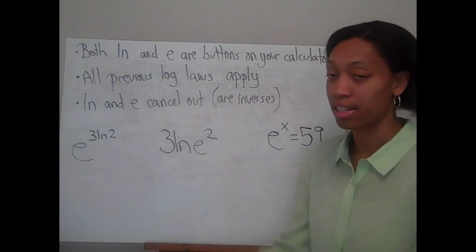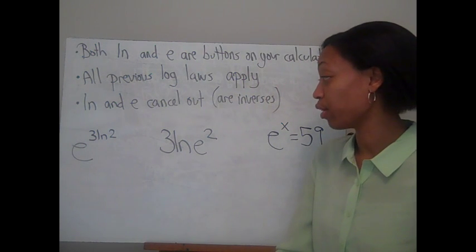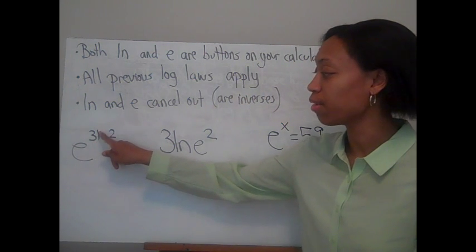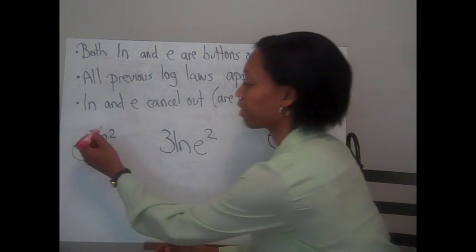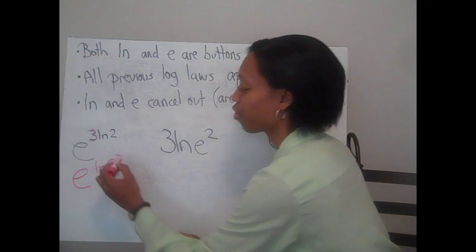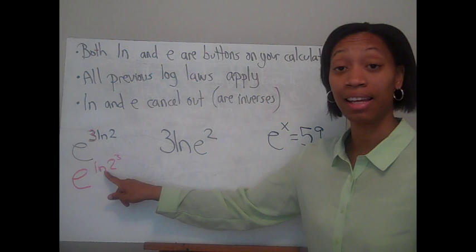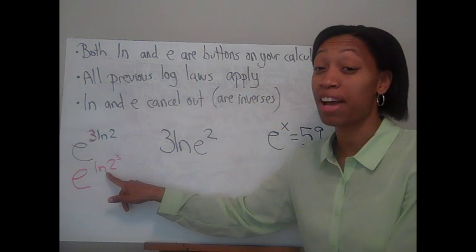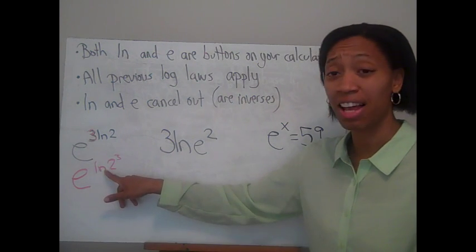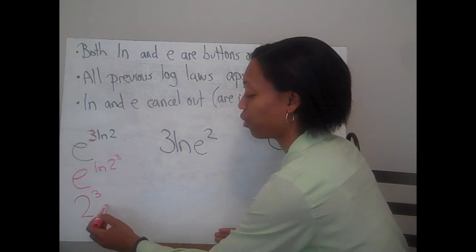Let's look at this first one here. One of the rules that we learned was that when we have a 3 multiplied in front, it can become an exponent. So I'm going to take this 3 and rewrite it as 2 to the third. 2 to the third is 8. Now, e to the ln, these cancel out in the same fashion as log canceled out before. e and ln cancel out, and the only thing left is 2 to the third, which is 8.